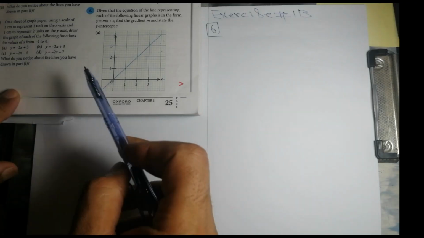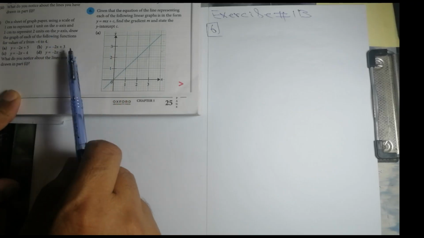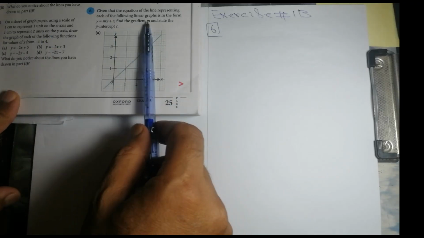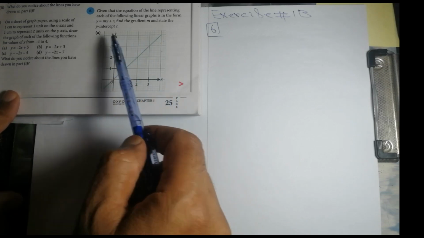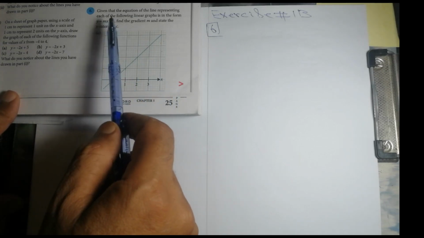We are going to start exercise 1B, third part of this exercise. Question number 6. Given the equation of the line representing each of the following linear graphs in the form y equal to mx plus c. So actually this is a graph given, there is one line. Its general or standard equation is y equal to mx plus c. We need to find the gradient m and state the y-intercept c.